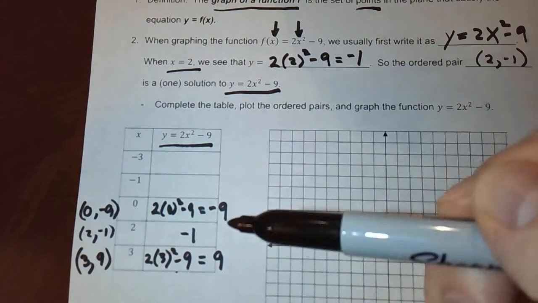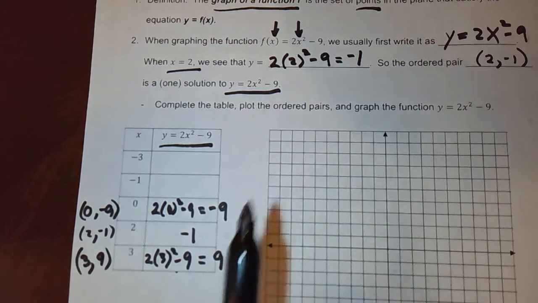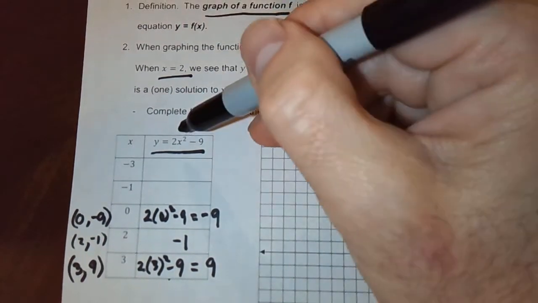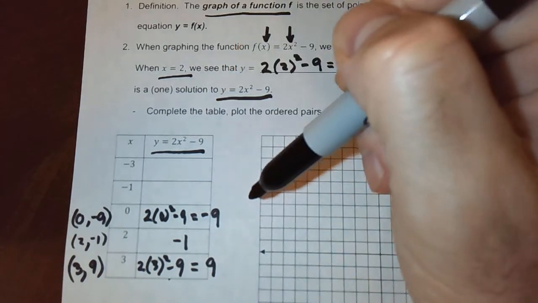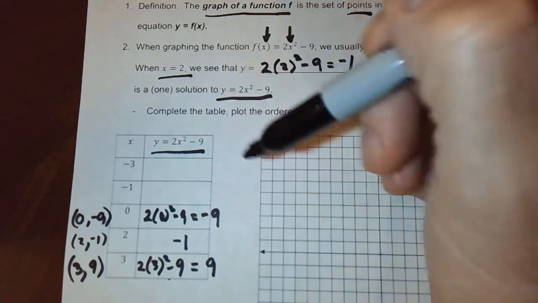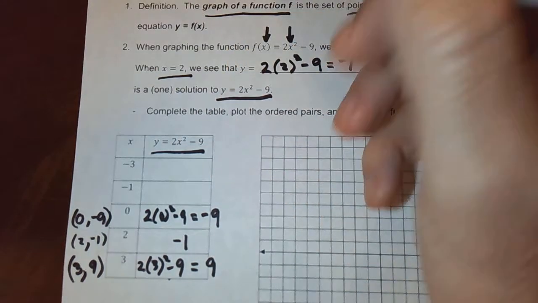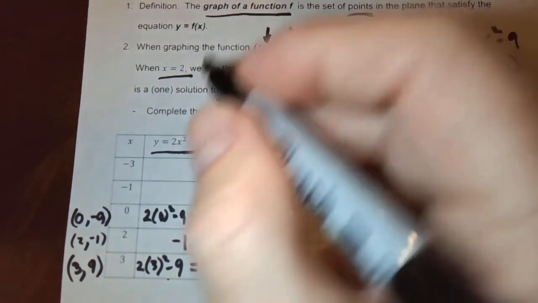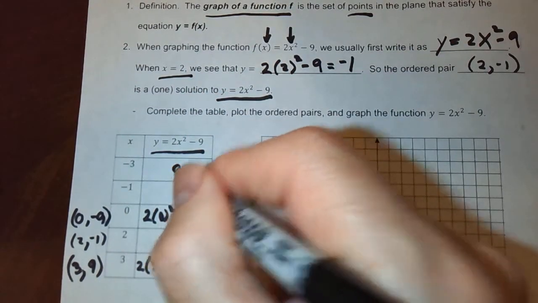Let's do the negative 3. Why will that one be so easy? Well, we already plugged in a 3. And when you take 3 squared, you get the same thing as if you plug in negative 3, because negative 3 squared is also 9. So whether you plug in a 3 or negative 3, you'll get the same value for y. So let's just write 9.